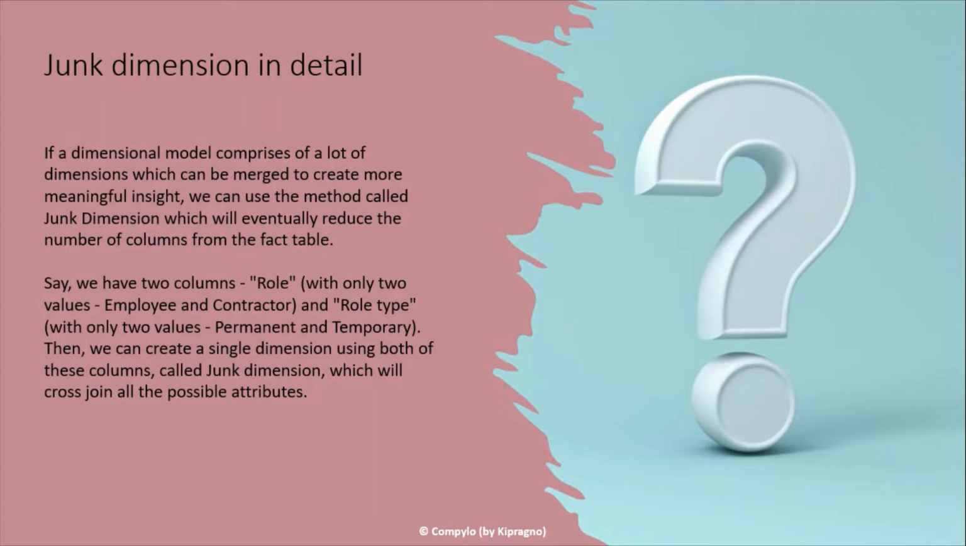Say we have two columns, role with only two values like employee and contractor, and role type with only two values, permanent and temporary. Then we can create a single dimension using both of these columns called junk dimension, which will cross join all the possible attributes.